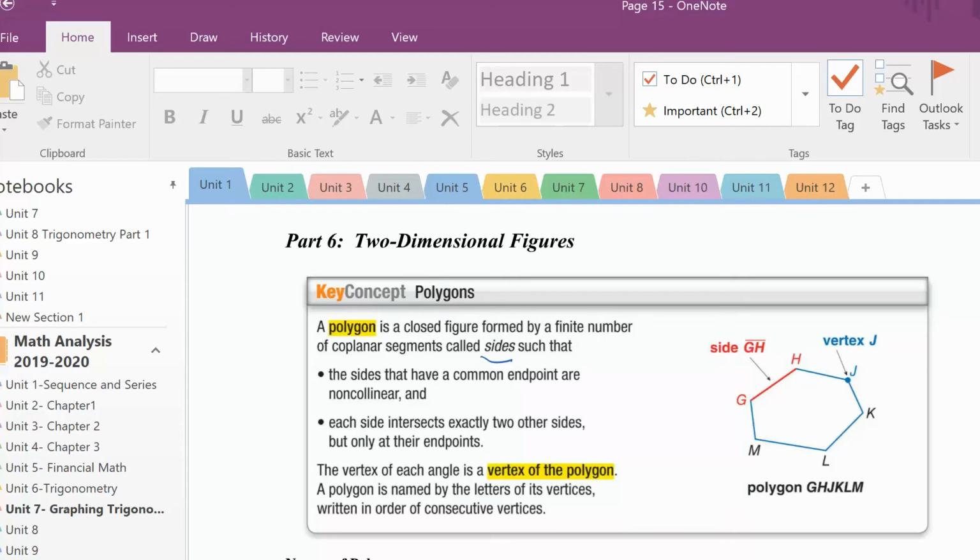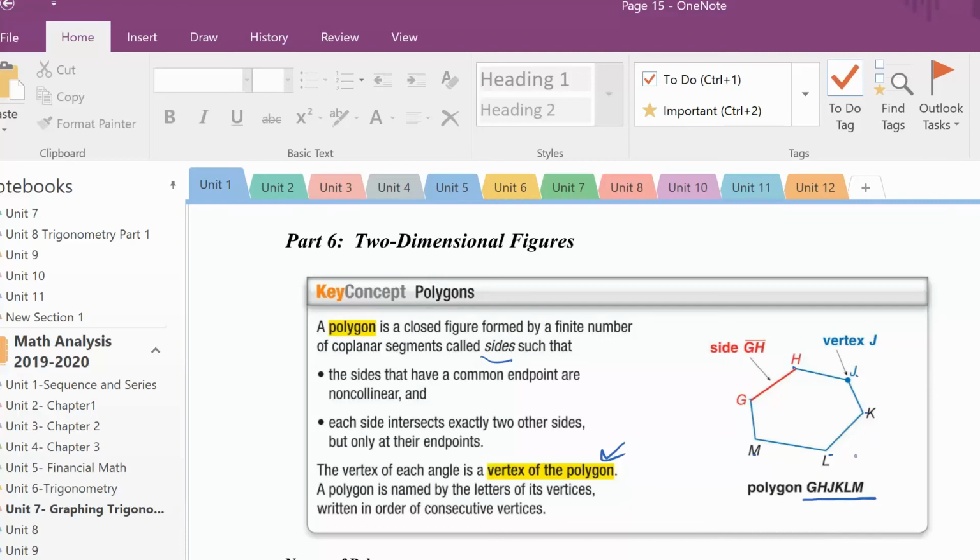The vertex of each angle is what's called the vertex of a polygon. So each point where there's an angle in the figure is what's called a vertex. And a polygon is named by the letters of its vertices. And we write them in order of consecutive vertices. So here, as you see, polygon G, H, J, K, L, M.